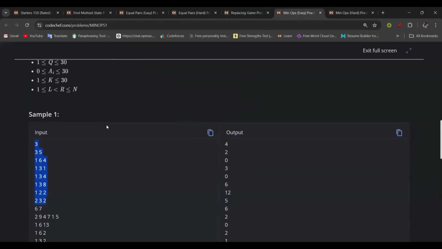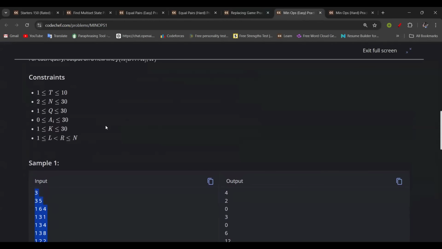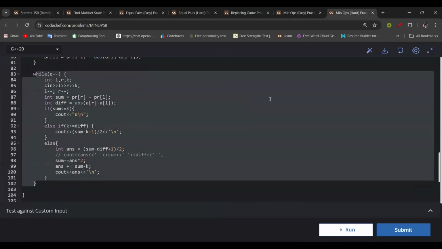And for the easier version, you could have done a brute force thing, like n into n square into q, anything, as the constraint was 30. You could do any approach. So I have directly written the code for the harder version. It would be accepted for both the versions.